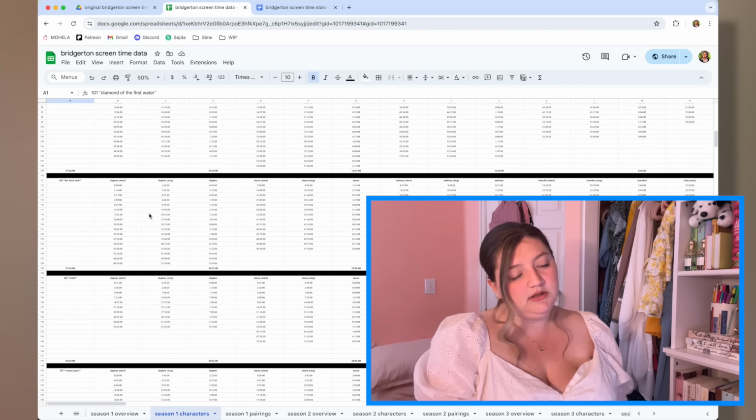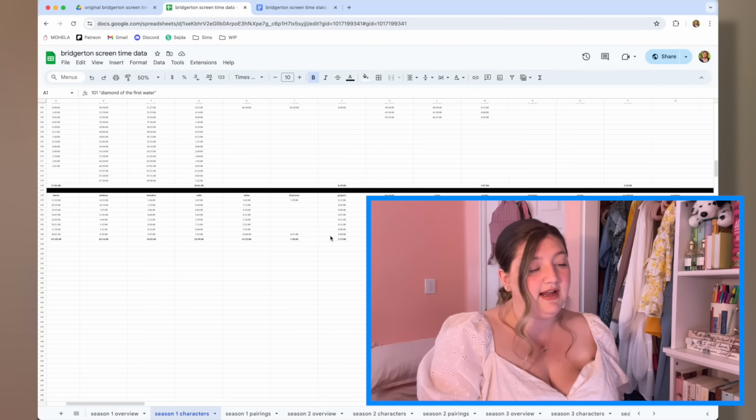But yeah, you scroll down the character list every given season, you get to the character totals.